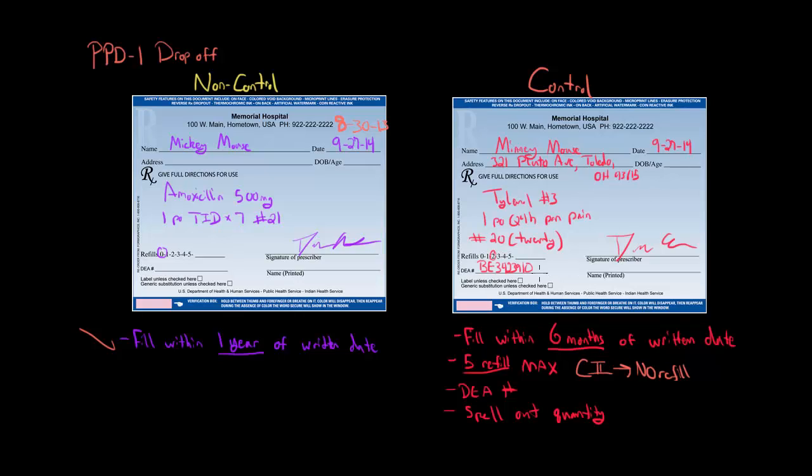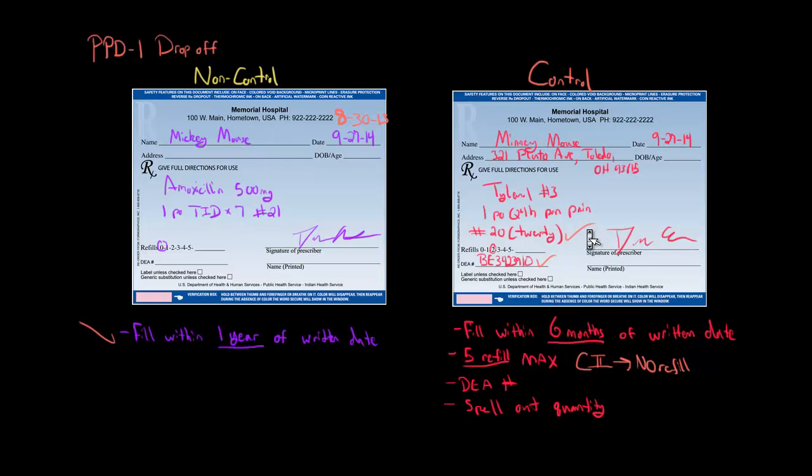It also requires a DEA number. It can be written or typed. And they have to spell out the quantity. So if it's 20, they have to spell it out. So those are the main differences between a control and non-control.